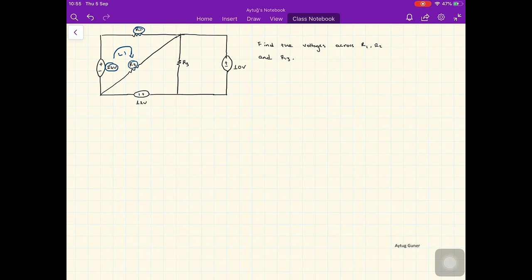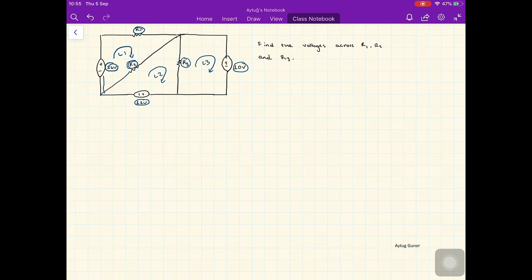And we can define another loop. Let's define this L2, and this loop contains the 12 volt source, the voltage across R2 and the voltage across R3. And we also have this loop. Let's define this L3. This loop consists of the voltage across R3 and the 10 volt source.